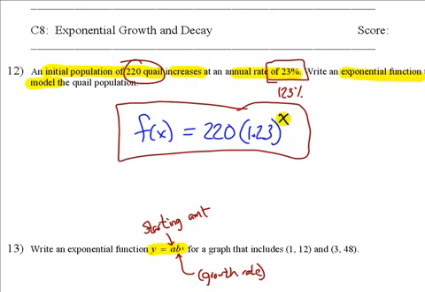That's number 12. Number 13, they're giving us that they want an exponential function, y equals ab to the x. They say these 2 points are on the graph, (1, 12) and (3, 48). And we have to go find the equation. If I have time on the test, once I find this equation, I'm going to make sure both points work. Okay? I'm going to make sure they both work.